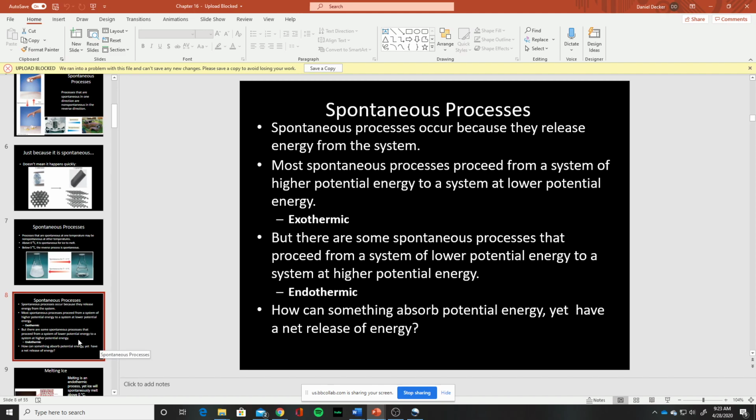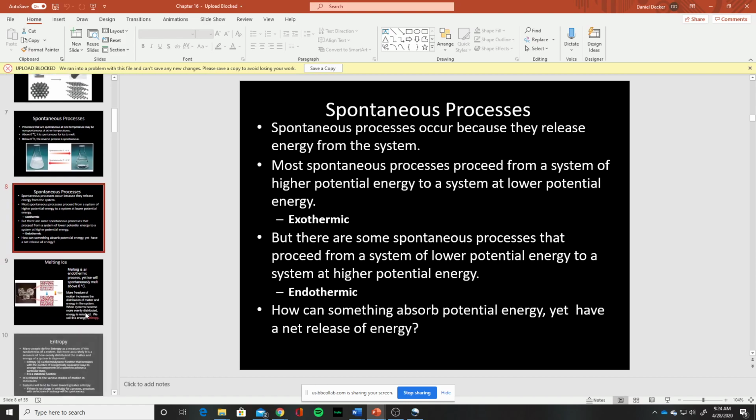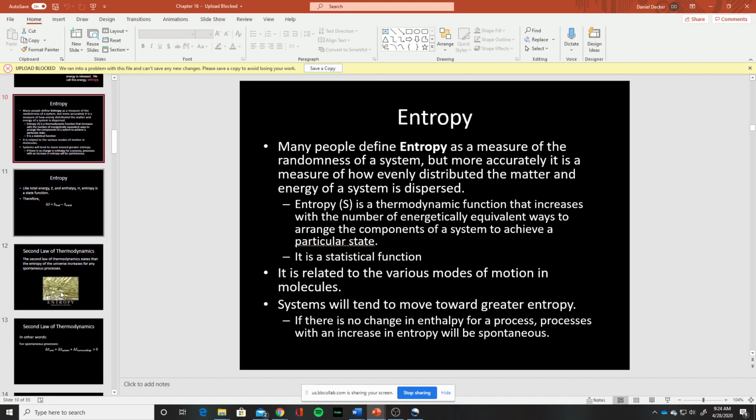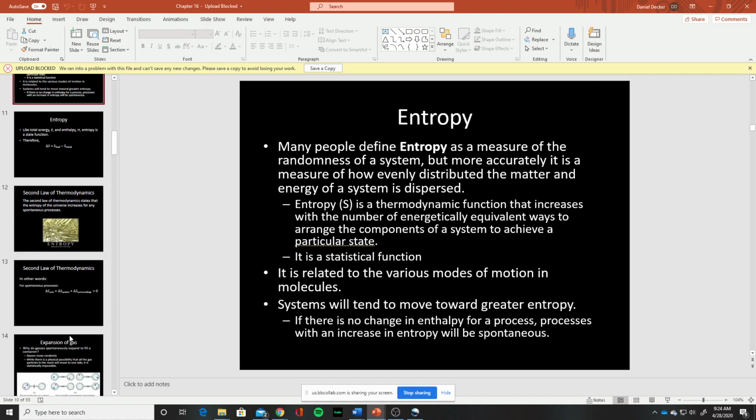There were some multiple choice or true-false questions that I put in there about spontaneous and non-spontaneous processes. Understanding entropy just generally as well. So entropy being the tendency to go towards disorder is how we described it, although we also talked about how that's not the best way to define entropy, but it essentially works for our purposes.